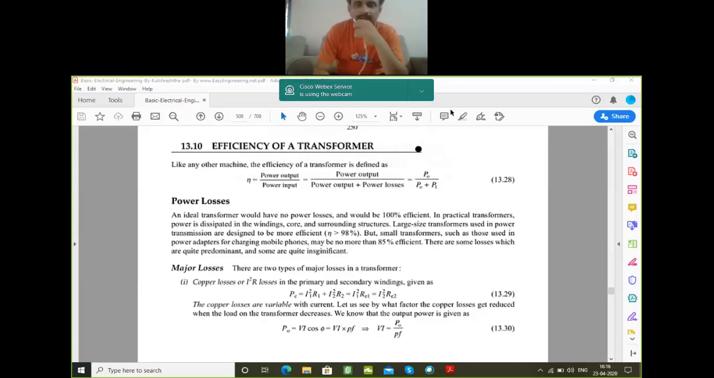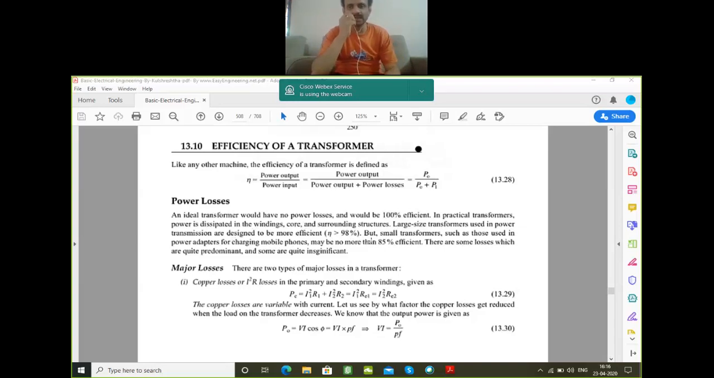Okay, and we also discussed the various types of losses that can occur in the transformer. We saw that an ideal transformer has no power losses and is 100% efficient. Okay, efficiency is 100%. And we discussed the practical transformer, where the power loss occurs in the windings, core, and surrounding structures.